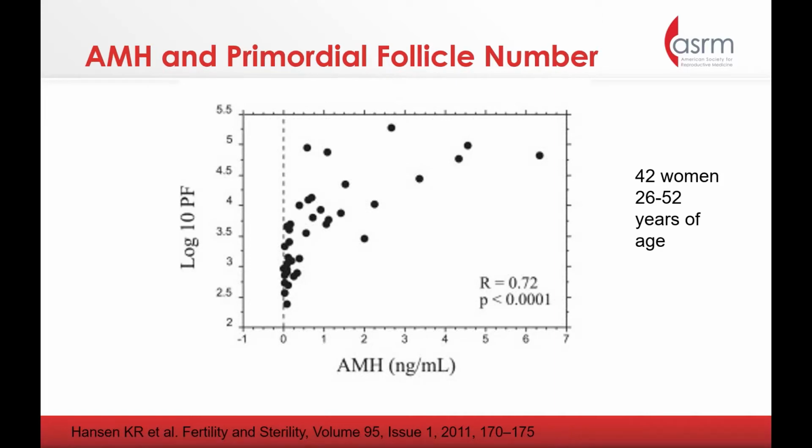They recruited 42 women aged 26 to 52 years of age undergoing oophorectomy for benign indications. Prior to surgery, they measured their AMH value. The ovary was subsequently dissected and the number of primordial follicles determined. Here we show that AMH and primordial follicle number were highly correlated. However, it is interesting to note that there is significant variation in follicle number in women with low AMH values.